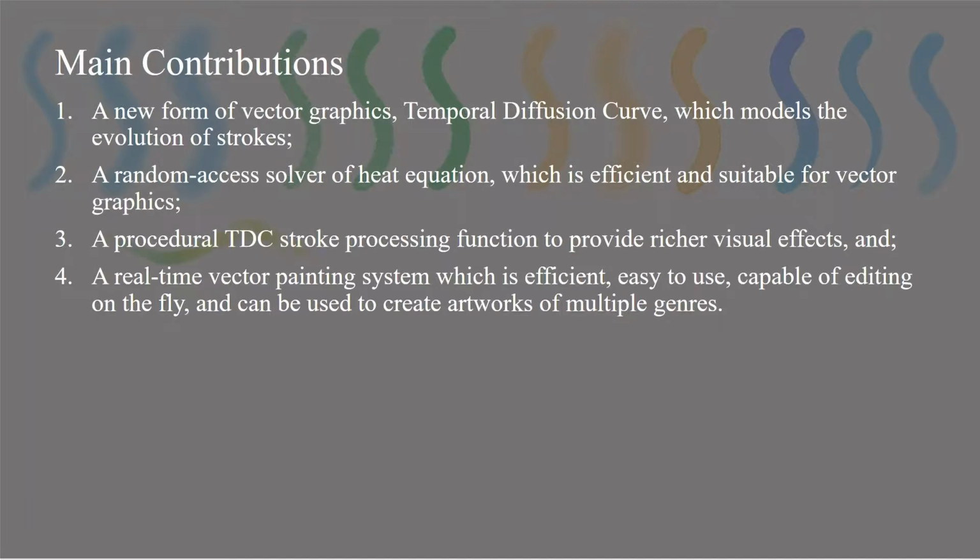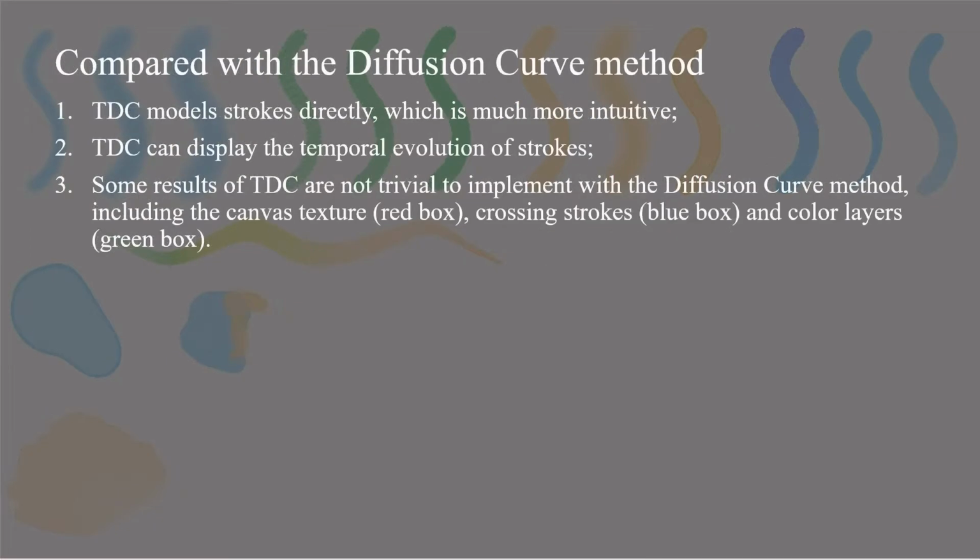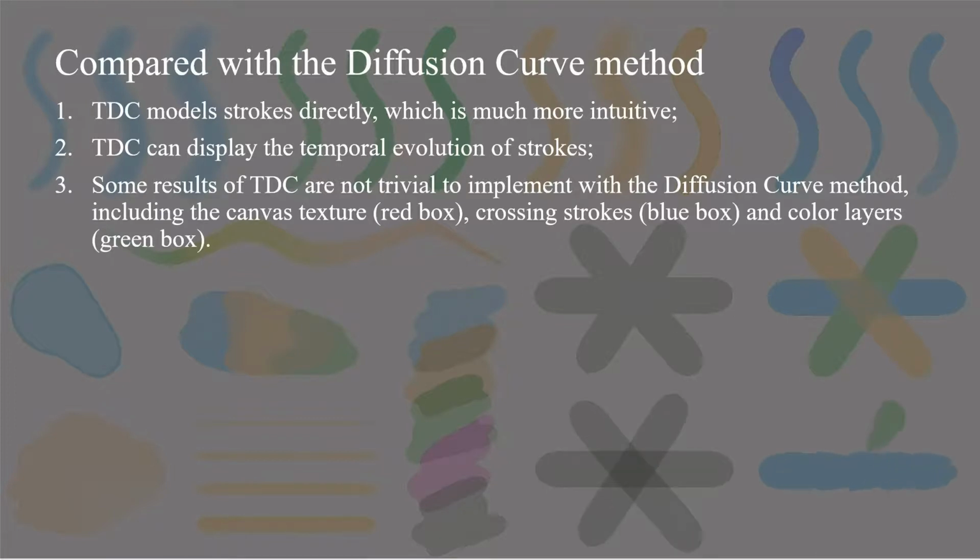For example, our method is resolution independent, supports straightforward editing possibilities on strokes both at runtime and afterward, and conveniently delivers various stroke effects. Compared with the former diffusion curve method, which solves the Poisson's equation using curves as the boundary conditions for color spreading, our TDC models the stroke's evolution directly, which is much more consistent with the real-life painting experience using brushes and papers.